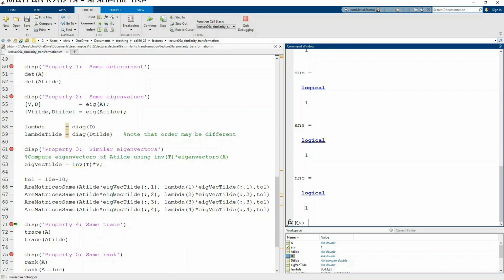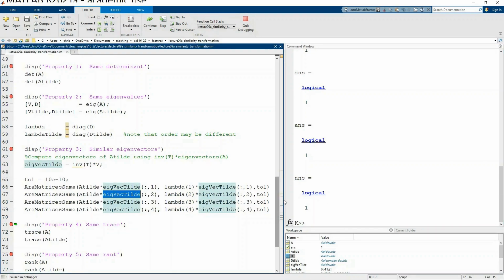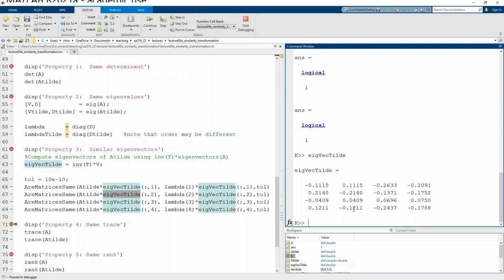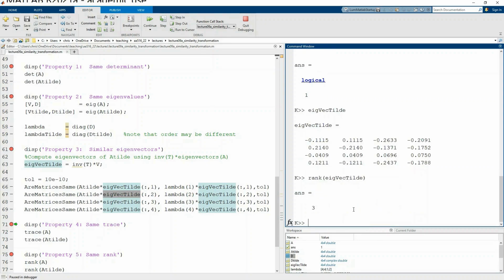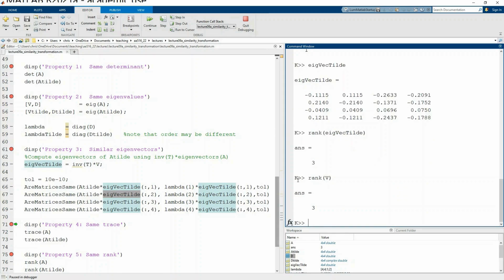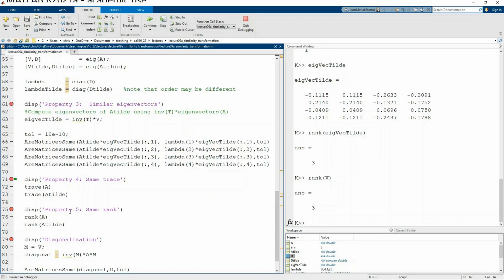Now, what's interesting, and maybe we should interject here, is if we look at this eigenvector matrix, if we look at the rank of this thing, look at that. The rank is only 3. So in this case, the eigenvectors of A tilde do not span the space. And in fact, the same is true of the rank of the eigenvectors of A. That's probably what we wanted to look at in the first place, because this is what we're going to use down the road when we start talking about diagonalization. And again, look at this. It's also rank 3.